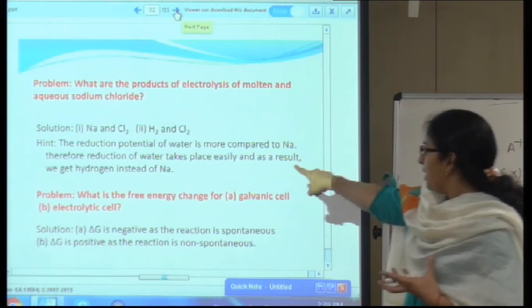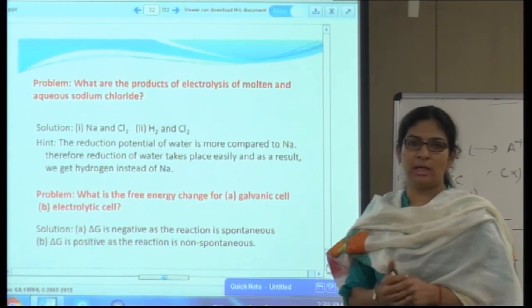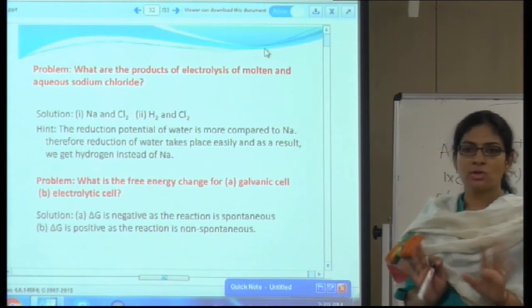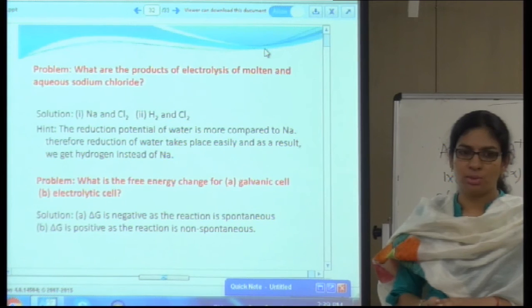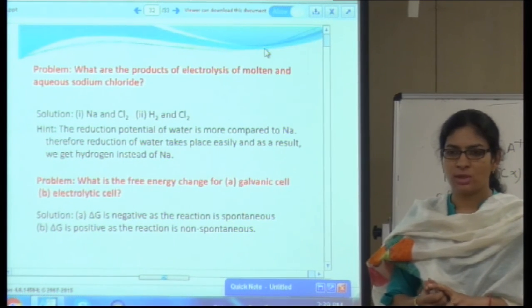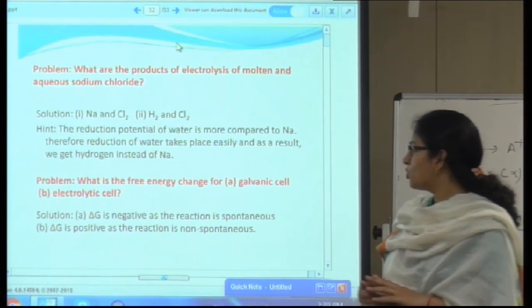This is the example I think we've already discussed, right? While discussing the electrolysis of sodium chloride, I discussed with you what the products of molten and aqueous sodium chloride electrolysis are. The reason I also discussed with you, based on their reduction potentials. Now this can also be a conceptual question.